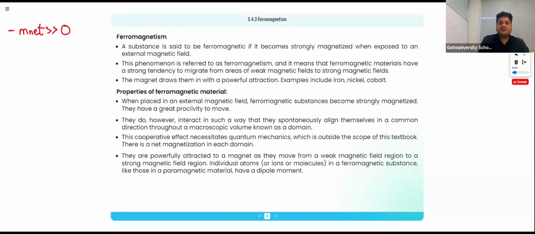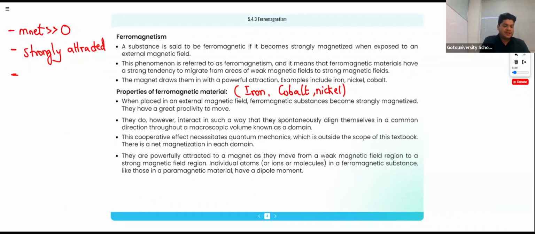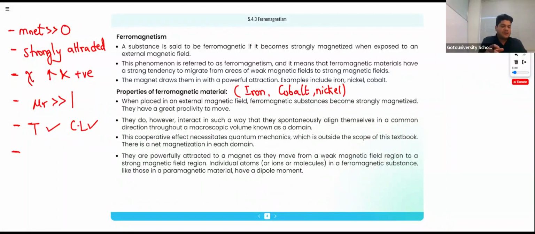Second, what are the examples of ferromagnetic material? Examples are iron, cobalt, and nickel. Then these substances are strongly attracted by a magnet. Third property, susceptibility is large and positive. Fourth property, relative permeability is much greater than 1. Next property, temperature effect will be there. That means Curie's law will be obeyed. Last property, if this material is in a magnetic field, then the magnetic field lines will become crowded.